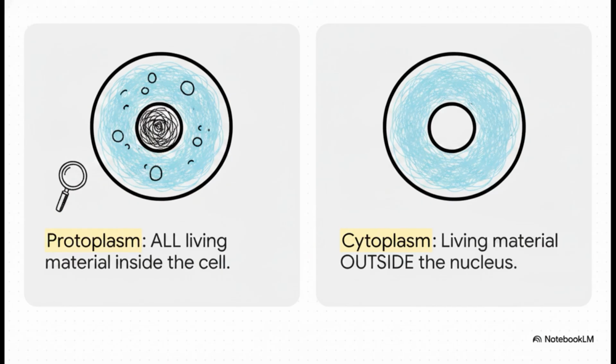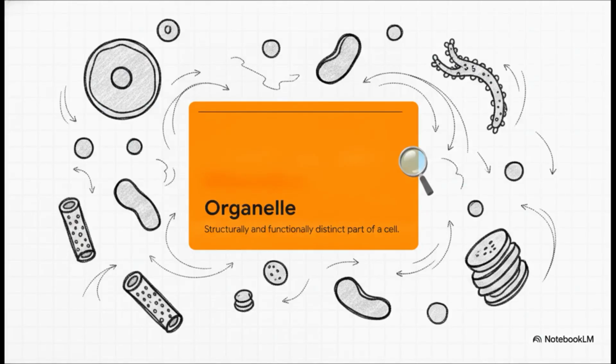Biologists have specific names for this stuff. The term protoplasm refers to literally all the living material inside the cell. But if you're talking about all the living material specifically outside the nucleus, well, that's called the cytoplasm. And floating all throughout this cytoplasm, you'll find organelles. These are structurally and functionally distinct parts of the cell, and they're separated from the rest of the cytoplasm by one or two of their own membranes.